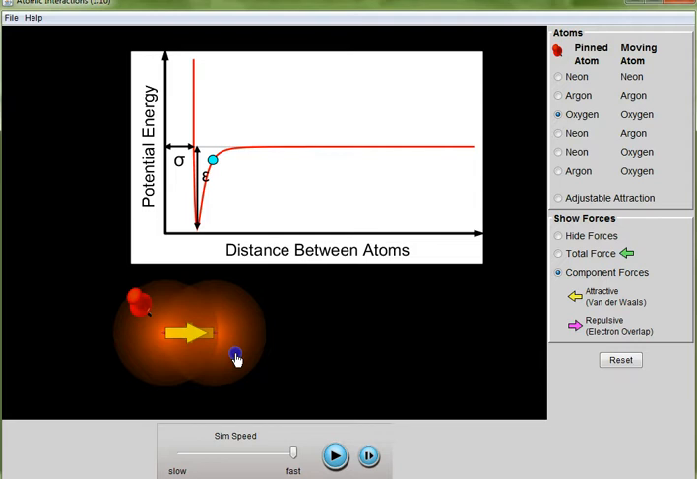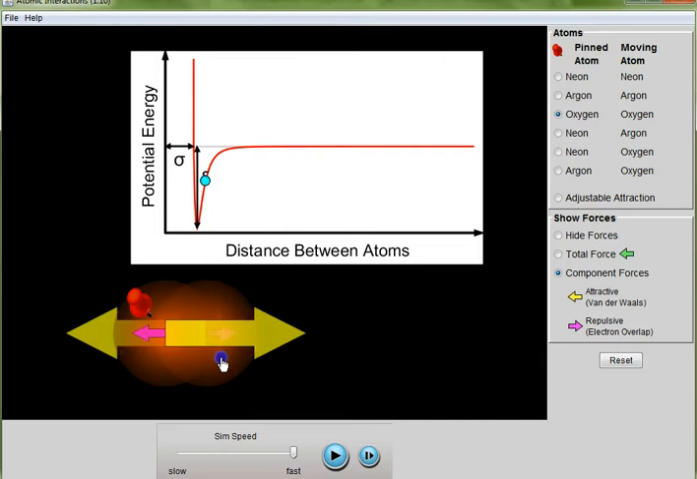And what are the repulsive forces? The nucleus of each of the atoms are repelling each other because both the nuclei are positively charged, and positively charged species will repel each other. Similarly, the electrons of each atom are negatively charged, and therefore they will repel each other, and so those are the repulsive forces. As you bring them closer, you can see that the yellow arrow gets bigger, that is the attractive force gets larger, and so does the repulsive force as you bring them closer.